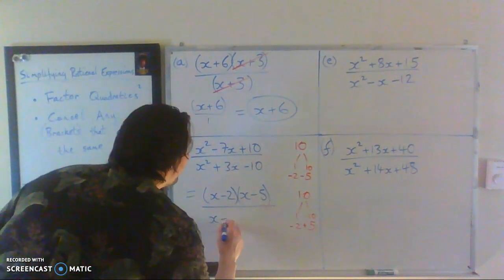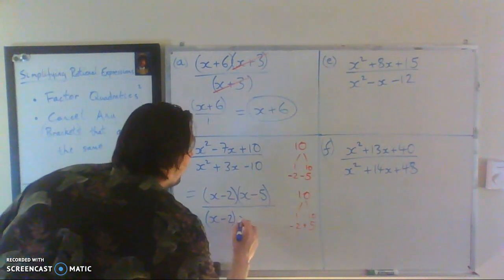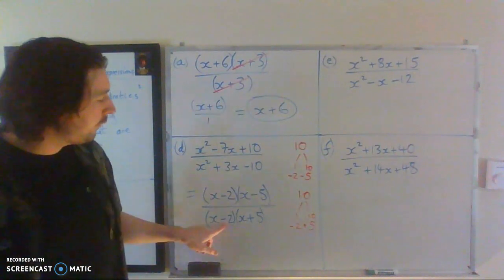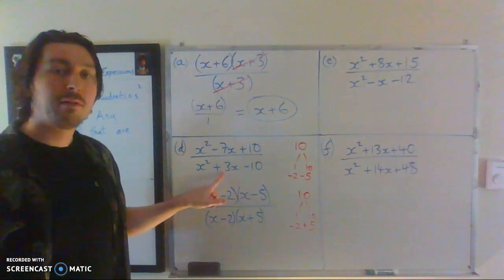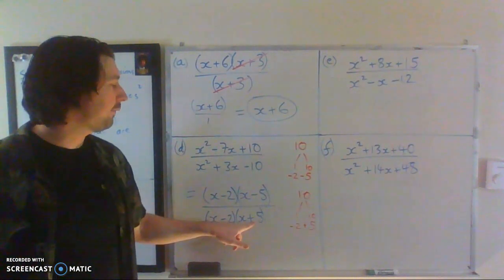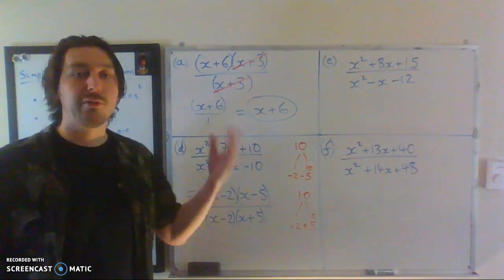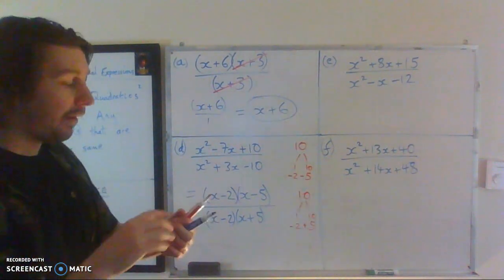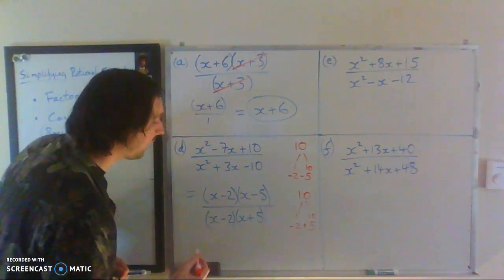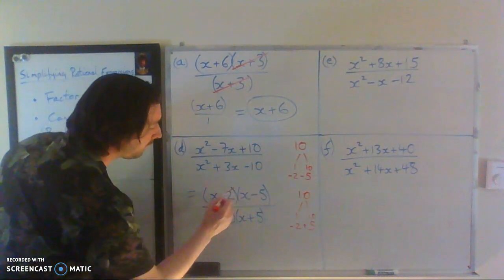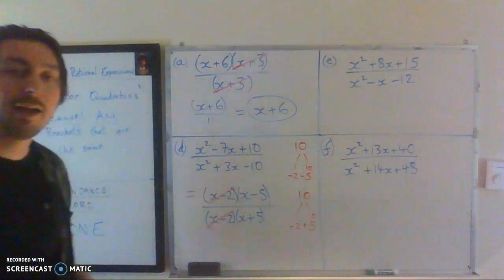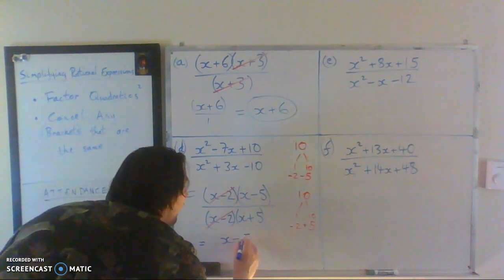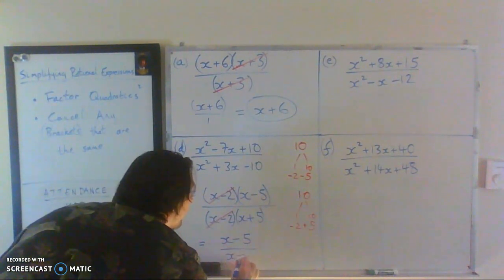So my bottom bracket is x minus 2, x plus 5. Negative 2 add 5 is positive 3. Negative 2 times positive 5 is negative 10. You can always use a calculator to help you check. So now that I've done that, and that's the hardest part, I can cancel any brackets that are the same. You see how these are both x minus 2? I can cancel them. And my final answer will be x minus 5 over x plus 5.